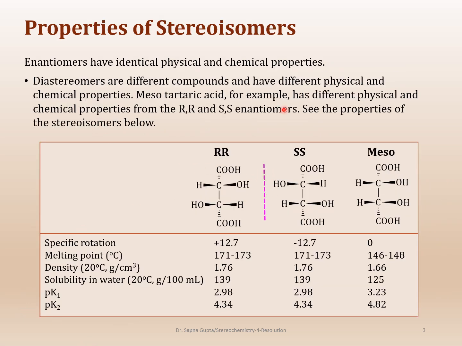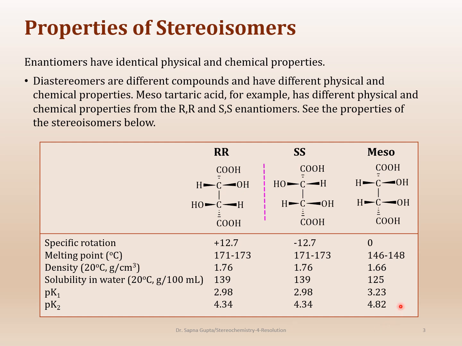So a little bit about the properties of stereoisomers, okay? Here I wanted to give you some properties, not that I want you to memorize any of these, but here is tartaric acid, and I've given you the properties for the enantiomers and also for the diastereomer, which happens to be a meso also. Look at the specific rotation for RR and SS: completely opposite of each other, right? That's how it's supposed to be, equal and opposite in direction. Everything else is pretty much the same, okay?